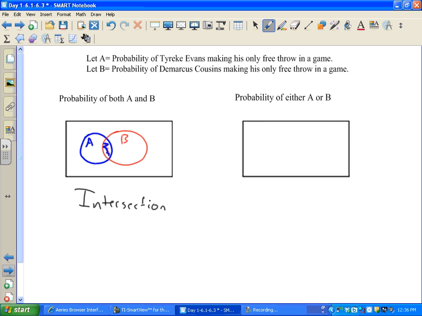And we will write it as probability of A and B. And you may have looked at this in your Algebra 2 class. I don't think you do it in pre-calc, and I'm positive you don't do it in calc.